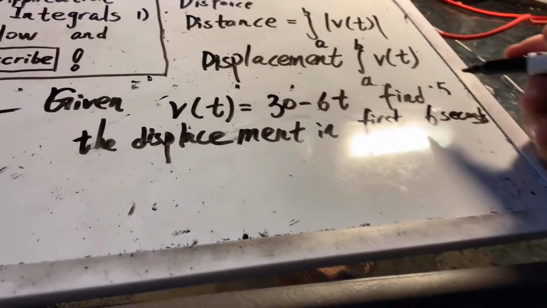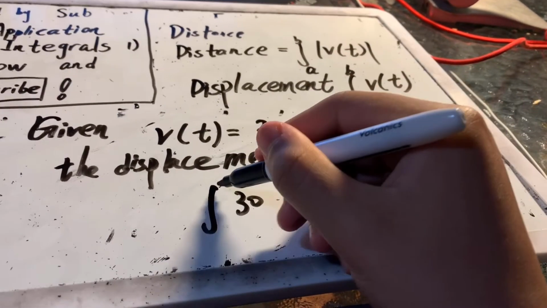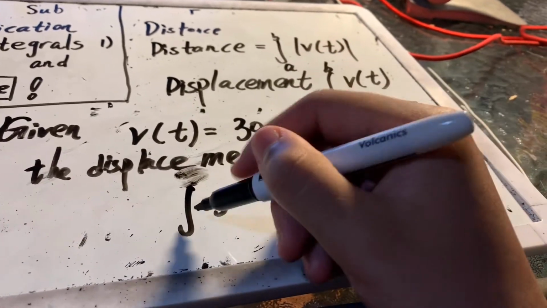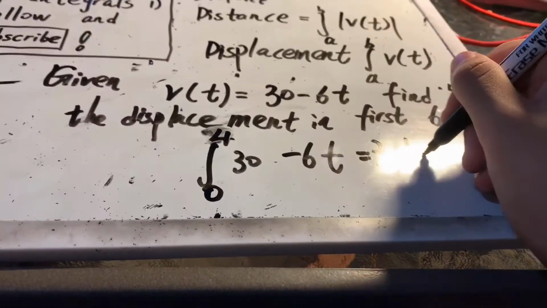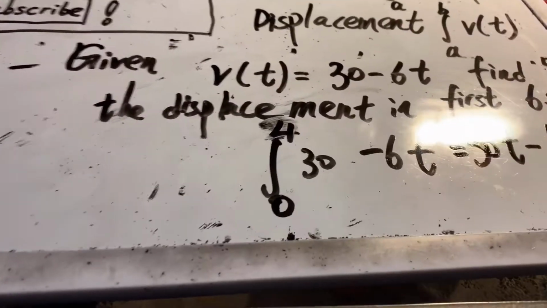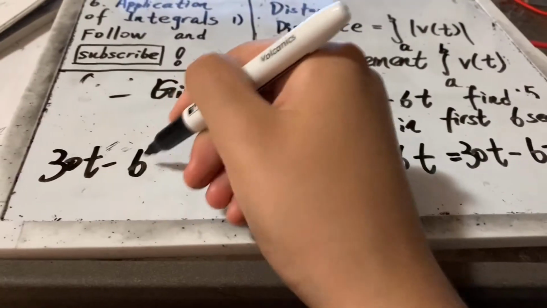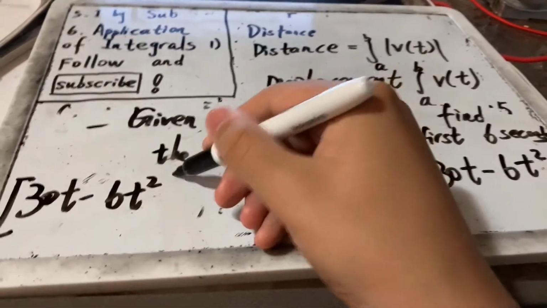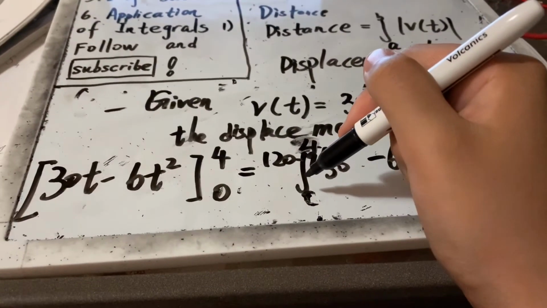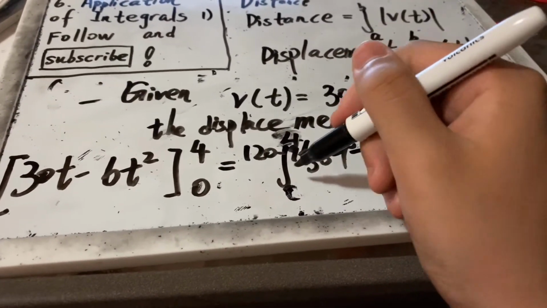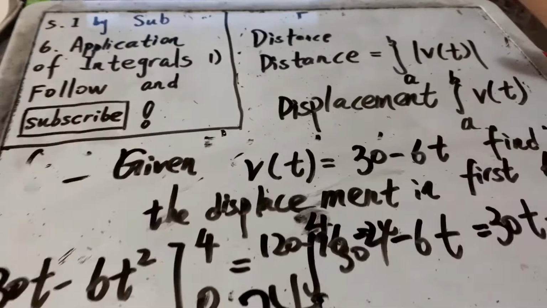So in this case, we use a displacement formula, which is 30 minus 6t, right? So we know that it has 4 seconds, so it starts at 0 and ends at 4, right? Then we use the fundamental theorem of calculus. Great, fundamental theorem of calculus. And then we're given the formula, this. It is 24 minus 0. So the final answer for the distance will be 24.